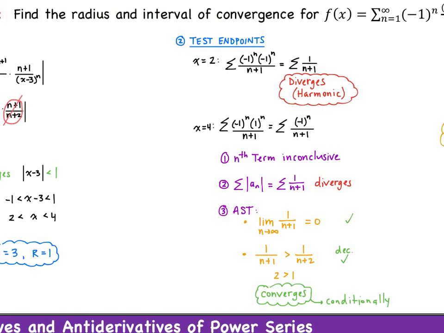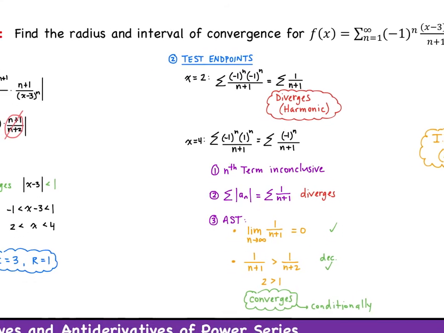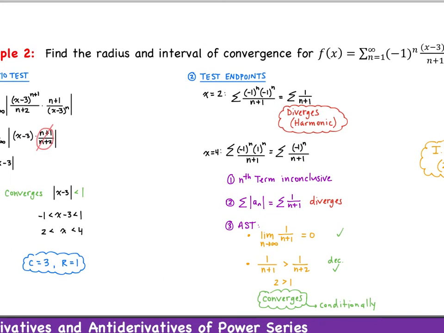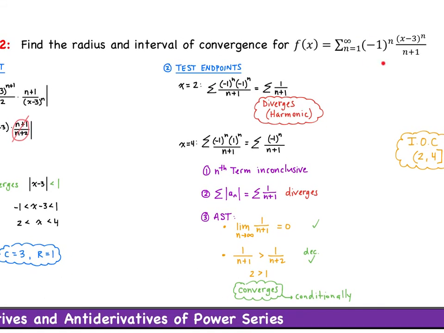Okay, so what we should have noticed is when we plug x equals 2 into our series here, we're going to get negative 1 to the n times negative 1 to the n over n plus 1. So we really have this series of 1 over n plus 1, which is a diverging harmonic series. So at x equals 2, we're diverging.